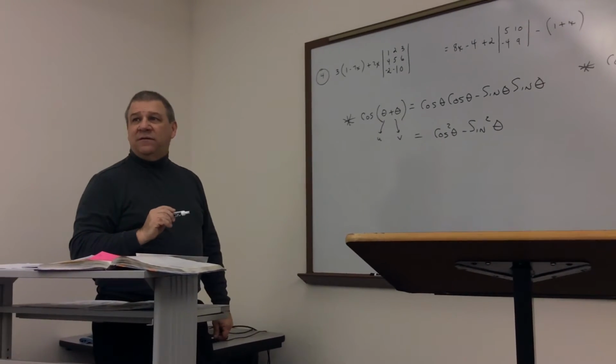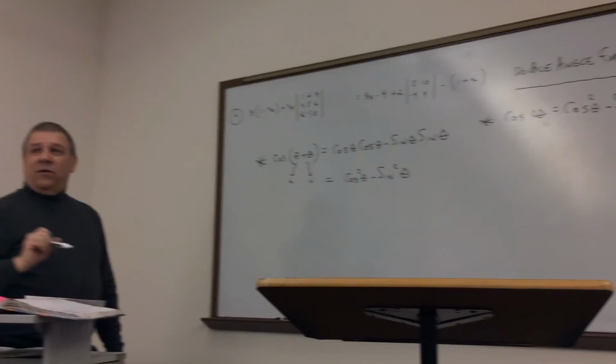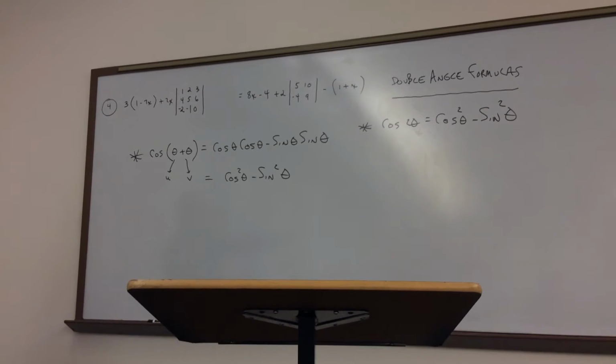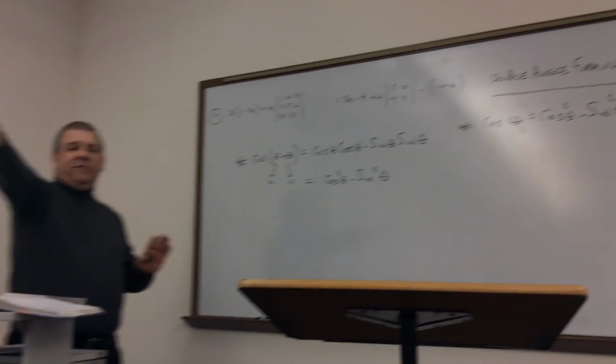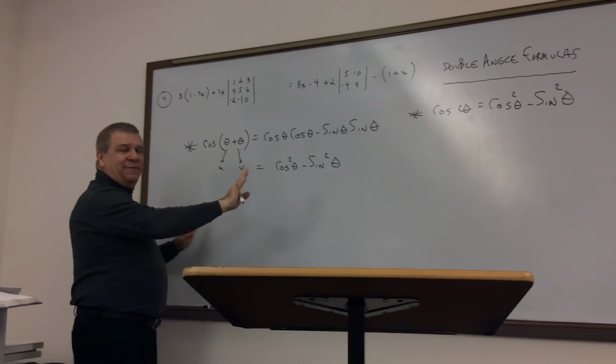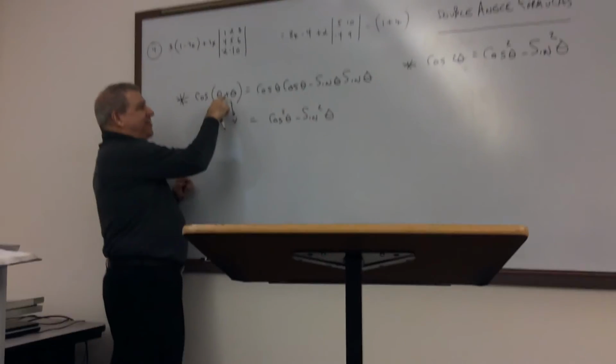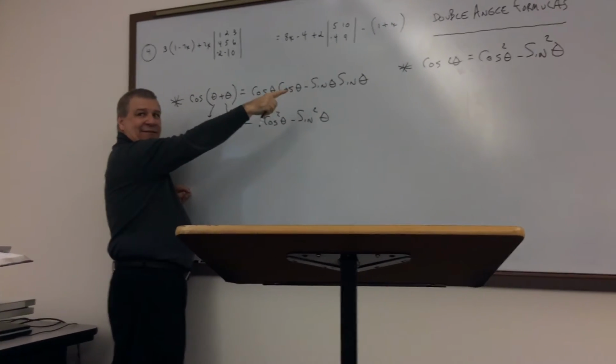What's the matter? Wait, so with the theta, like, if the theta was like a 2, then the answer would still be cosine. No, hold on. Just hold what you're asking me right now. Let me finish this first. I just showed you how I got that.